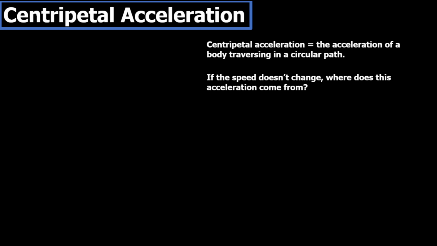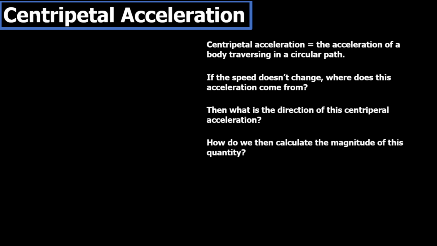The next question you might ask me is, what is the direction of the centripetal acceleration? Because it is a vector, what is the direction? Well, if you have a body moving in a circular path, the centripetal acceleration will be pointed towards the middle or the center of the circle. That's the direction. And then how can we calculate the magnitude of the quantity? Let's consider this.